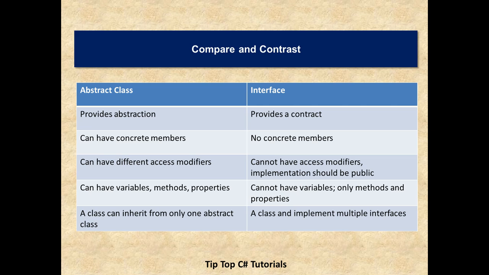As for interface, this limitation is not there. A class can implement multiple interfaces. If you take a look at different classes in C# like list or collections, those will implement IList, IEnumerable, etc. So a class can implement multiple interfaces. That's all about the differences between abstract class and interface.